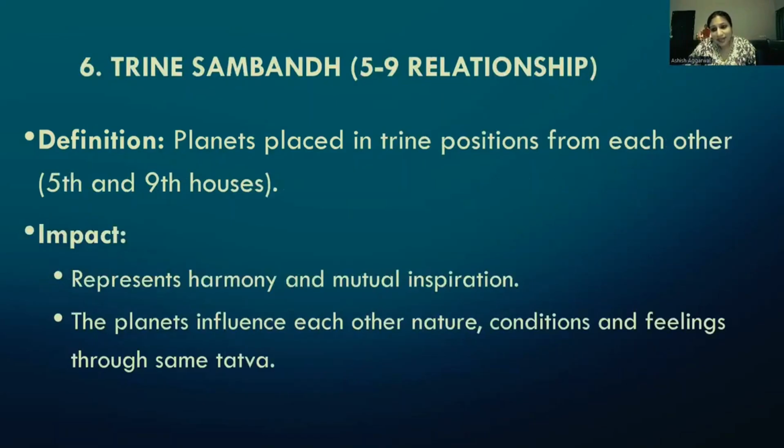Then our sixth kind of relationship is the trine relationship. Whenever planets are sitting in a trine, note that they are placed in a similar element. So it is considered like a conjunction. The impact of a conjunction is completely, we would say, 100%. The trine impact, on the other hand, we will bring down a bit, where the impact remains around 60 to 70%, but it still influences. Here, this impact is usually referred to as good, where planets influence each other's nature, condition, and feelings.